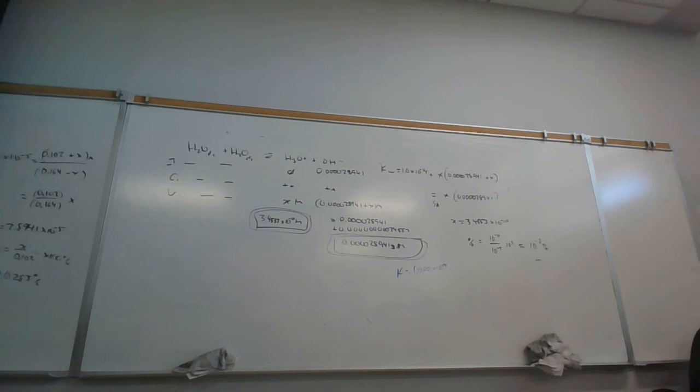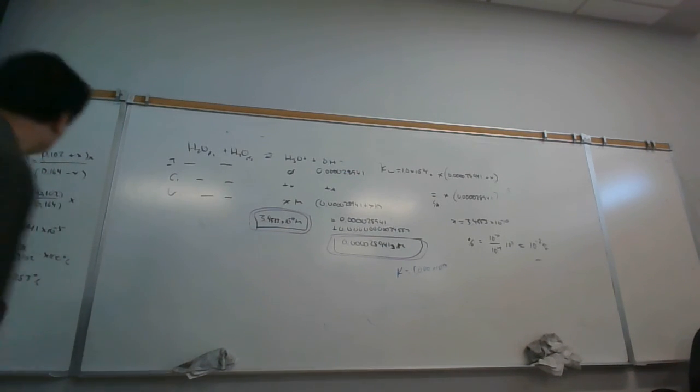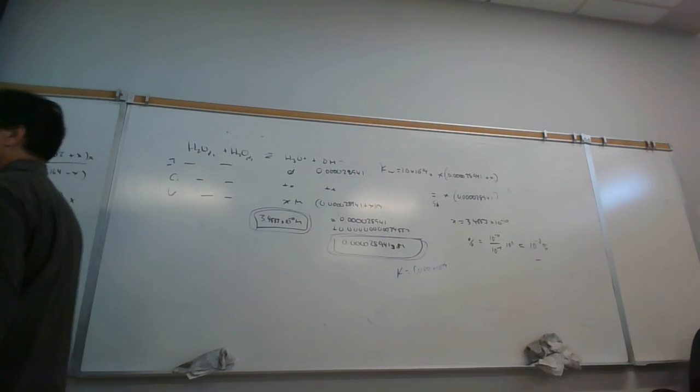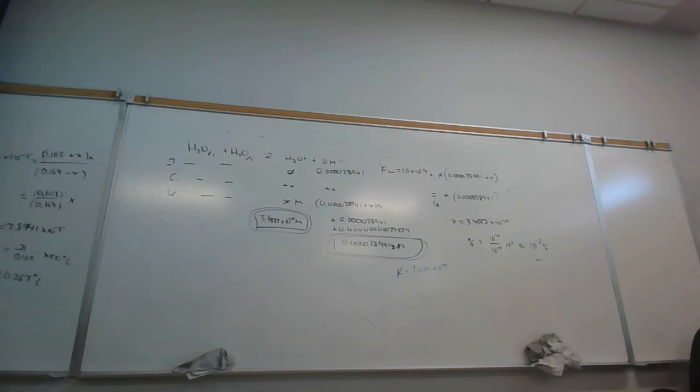Okay, let's take a look at the next problem then. Chloride. Did I get the chloride? I didn't. I skipped that step. It's ammonium chloride. Ammonium chloride is a soluble salt. It dissociates 100%. It's going to be 0.102 molar chloride.